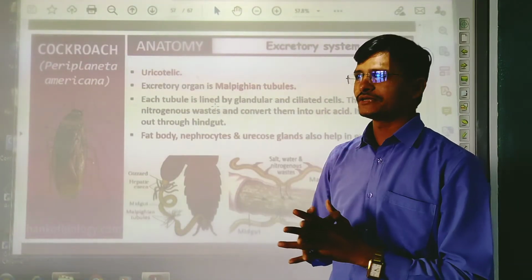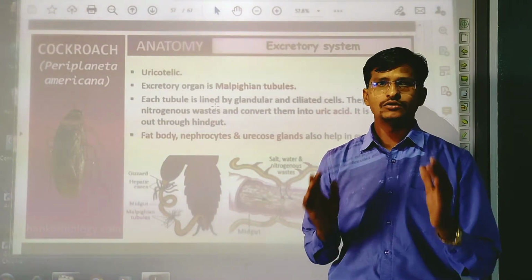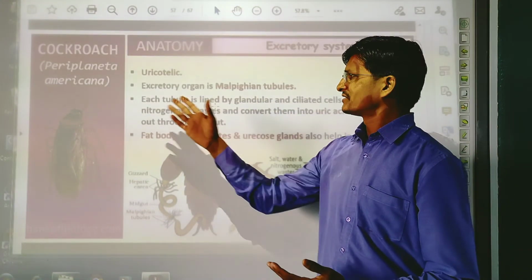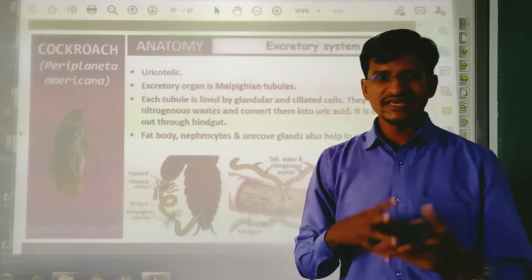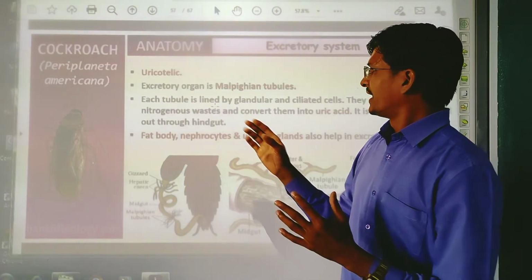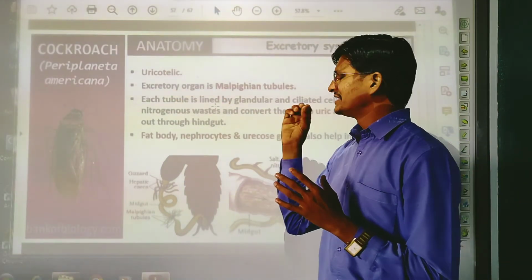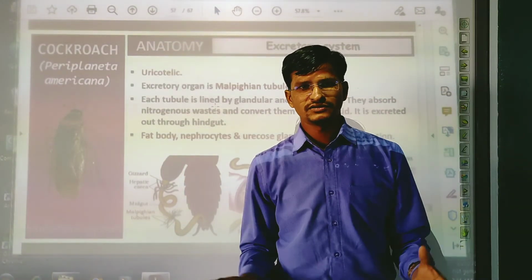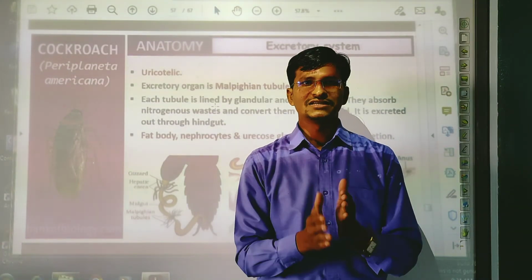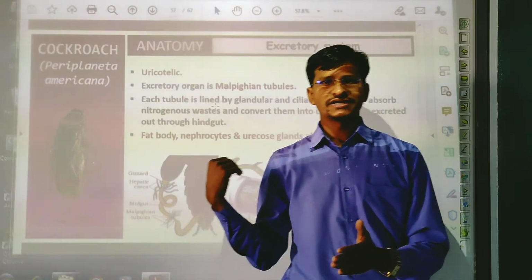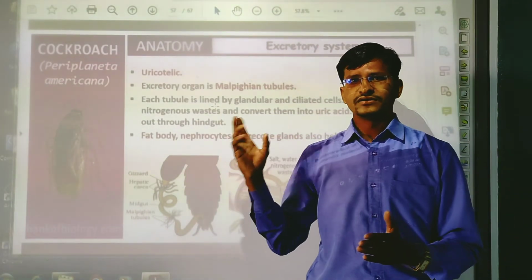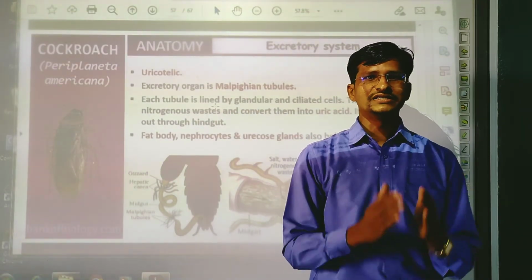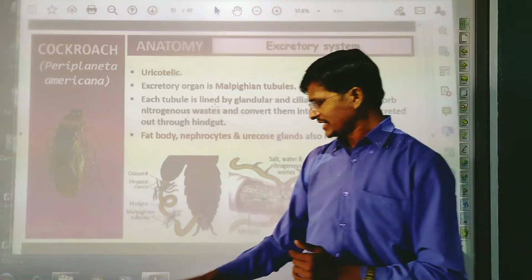Now next, there is the excretory system. How the unwanted things will be eliminated from the body. So that is excretory system. They are uricotelic, and excretory organ is Malpighian tubule. Remember this. In humans, in different organisms, their excretory units are different. Here also the excretory unit is different. In ours, nephrons are there. Here excretory organ is Malpighian tubules. Understood? So that is the difference.